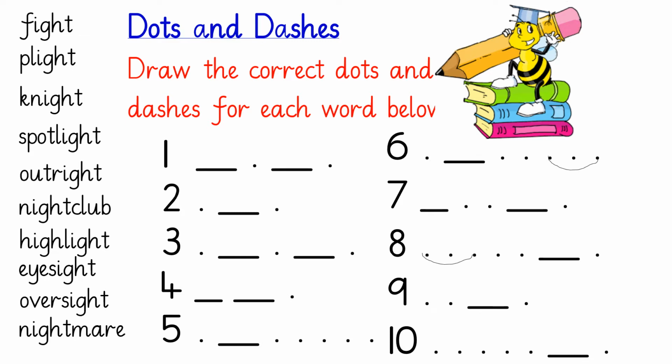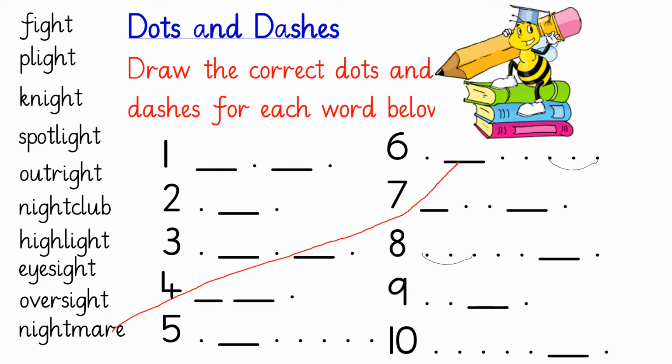Now if we look at 6, the hammock is at the end of the word. And if we look at nightmare, the magic E is the very last letter, which means that 6 is nightmare. Okay, I'm just going to draw a line from nightmare to 6. So that's our first one done. So number 8 is either eyesight or oversight.